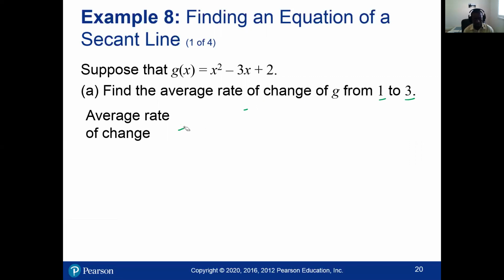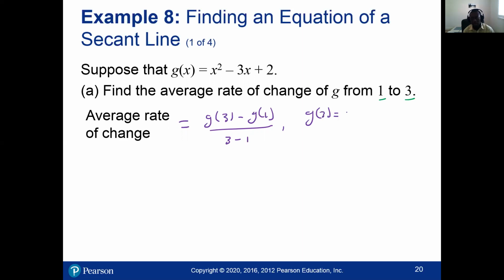Doesn't look nice here for me. Okay, I'll pick a point. Let me change the color. This is equal to g of 3 minus g of 1 divided by 3 minus 1.